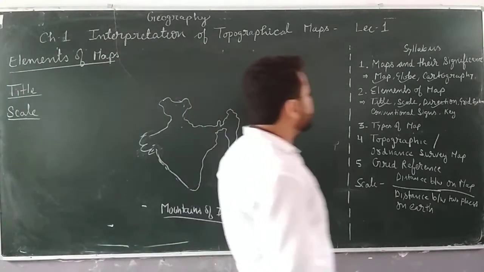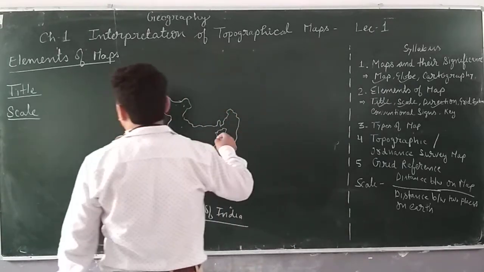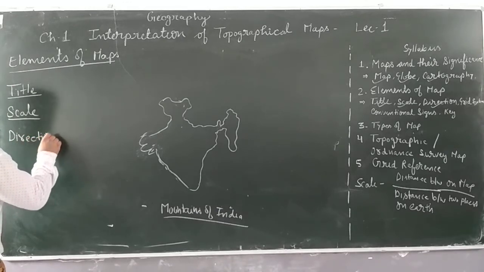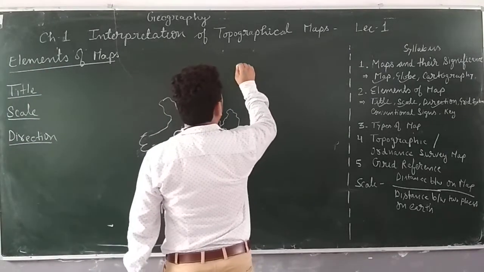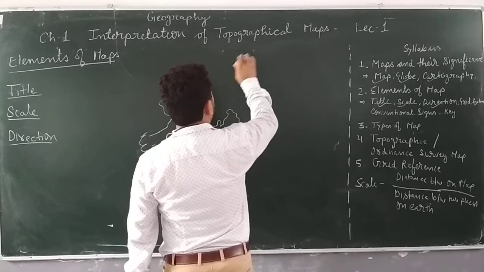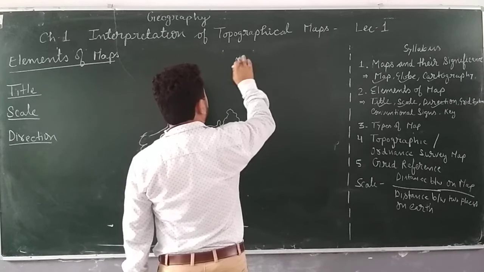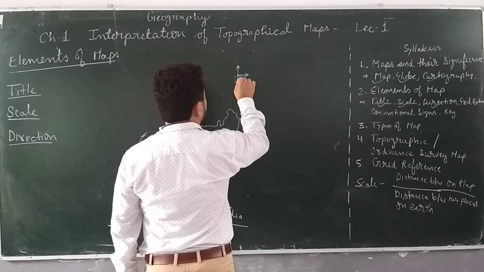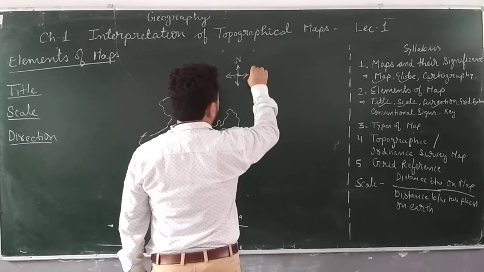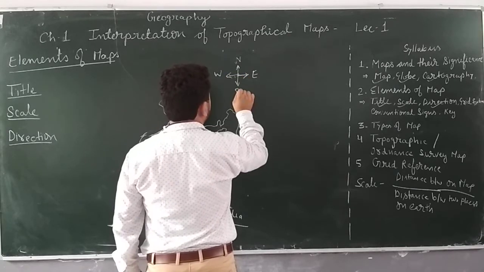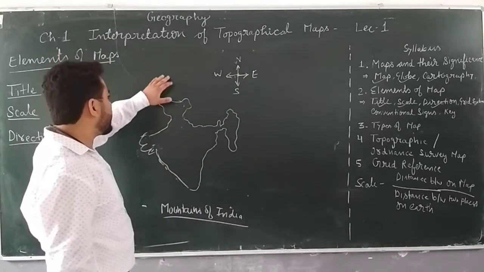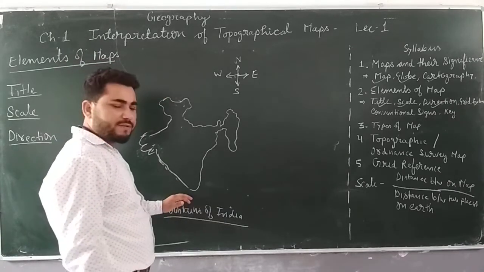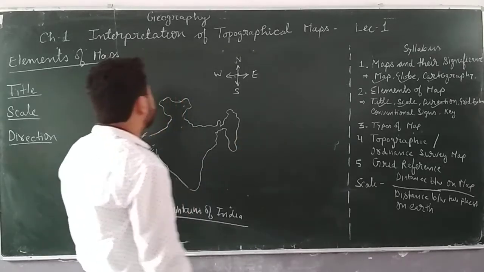Then the third thing is direction. In direction, what you find when you see a map, on the top of the map you will find a symbol like this, N, or simply one arrow, or N may be written like this. Or you may find a symbol like this, where N is written, here east, here W, and here south. So it shows us that the top of the map is north, the bottom is south, this side is east, and this side is west.